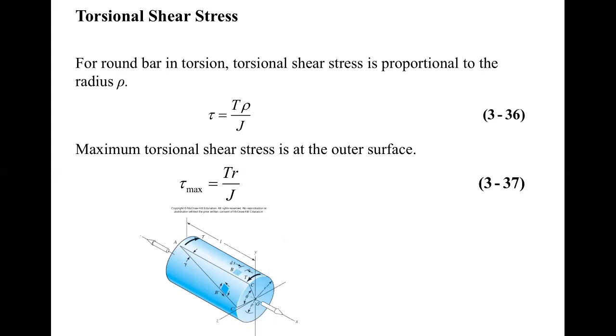When we talk about direct shear, we have uniform shear stress. But in the torsional case, the shear stress is not uniform. On the outer surface, we have tau maximum. Tau maximum equals TR over J. So on the outer surface, rho equals the radius of this bar, so it's the maximum shear stress.